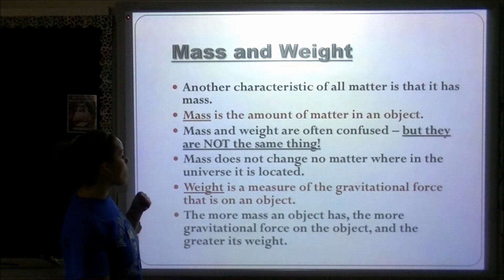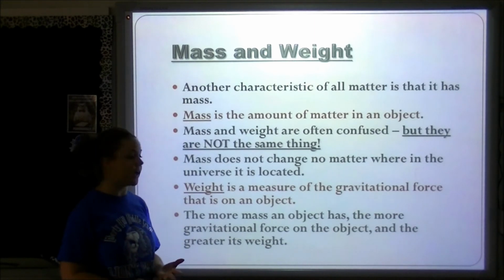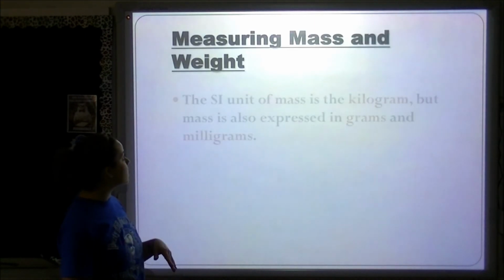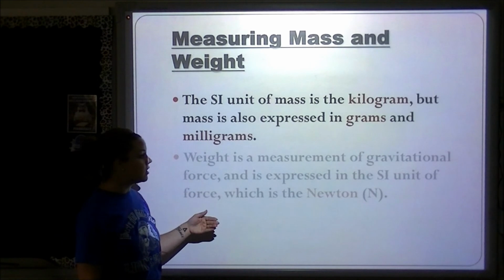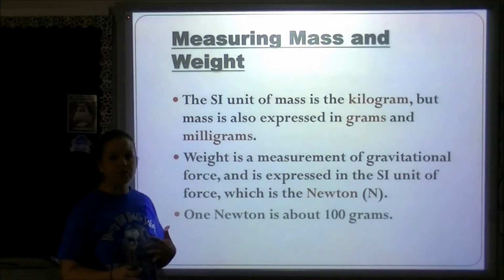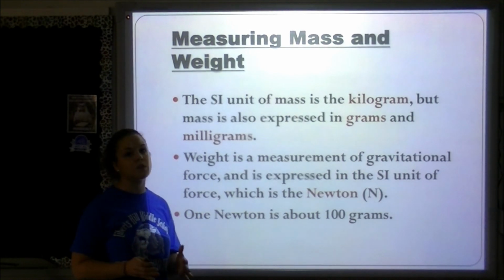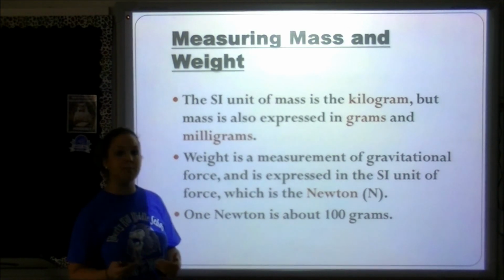We measure mass with SI units. We measure mass in kilograms or grams. And weight we measure in something called newtons. Okay, so 1 newton is approximately 100 grams. So that's how we can use our conversions if we're converting between mass and weight.